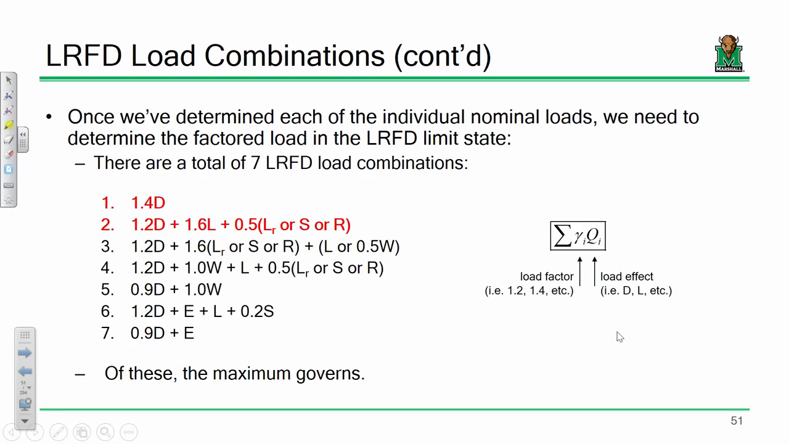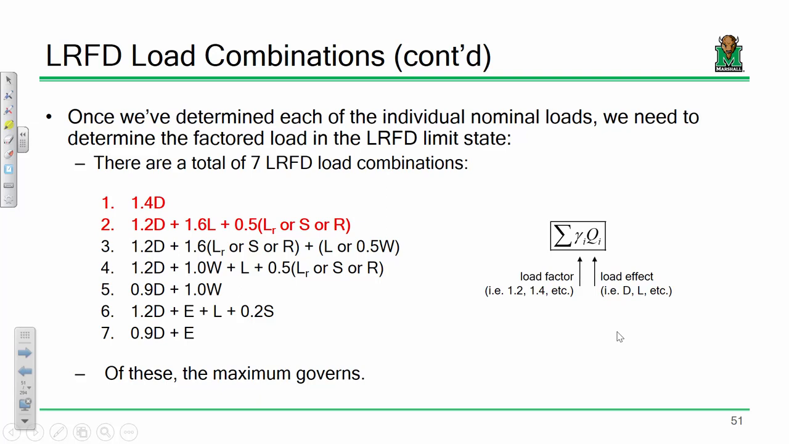Typically what we would do is, if we look at, let's say, an interior floor beam and we had all these different loads, we would say, okay, let's look at load combo 1: 1.4 times the dead, get a value. Then load combo 2: 1.2 times the dead plus 1.6 times the live, get a value. Look at load combo 3, 4, 5, 6, and do all of those, and of all those, just pick the one that has the worst case scenario.